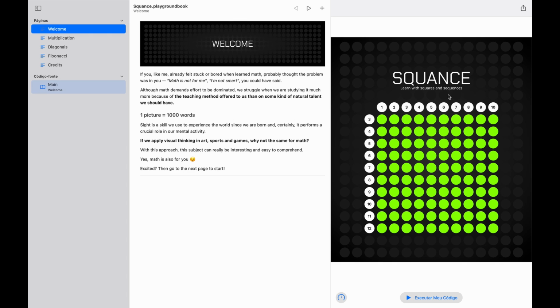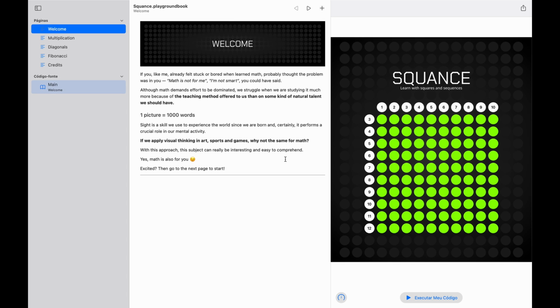The playground is introduced with the argumentation that when you get stuck when you're learning math, the problem may not be you, but the teaching method brought to you. And it comes with the premise that you can apply visual thinking for learning since sight plays a crucial role in our mental activity. This way, learning math concepts can be easier and more interesting.